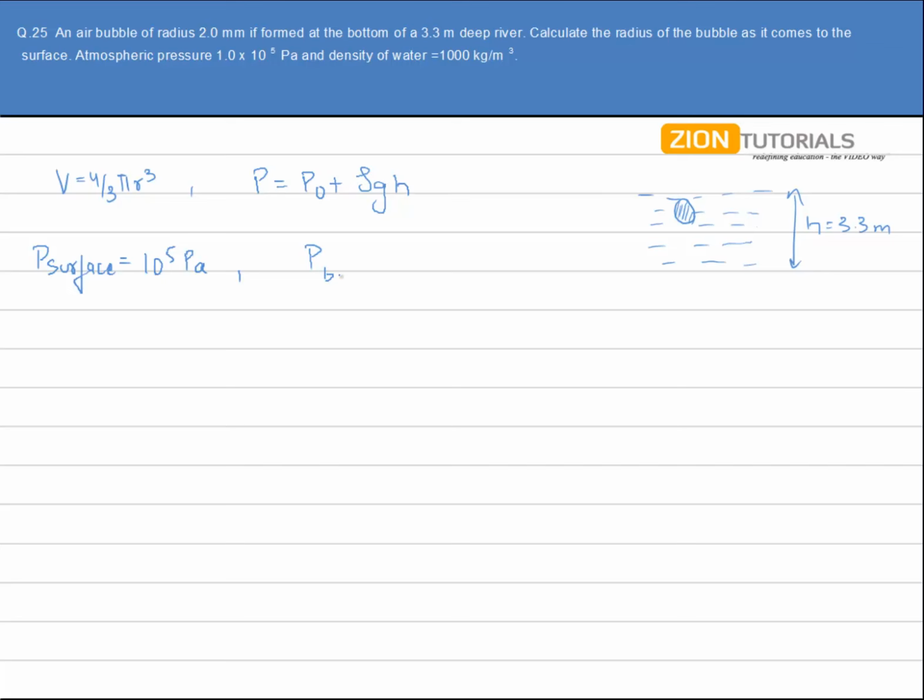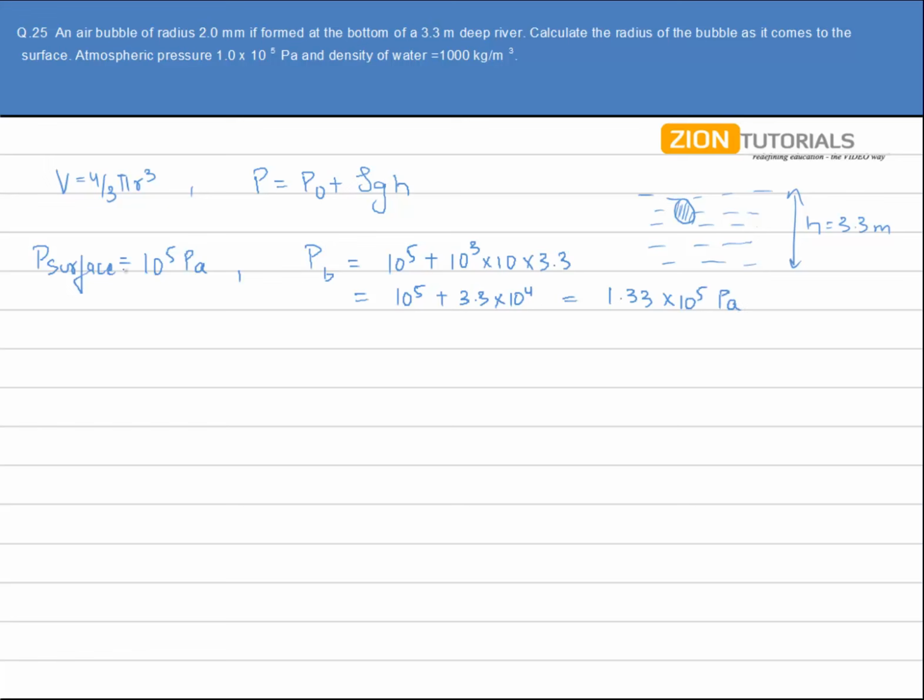But the pressure at the bottom, B, would be equal to what? Pressure at the surface, which is 10 raised to power 5, plus rho gh. Now, rho, the density of water, is given as 1000, which is 10 raised to power 3. What is g? Let us assume it to be 10. And h is 3.3, right? So we will get 10 raised to power 5 plus 3.3 into 10 raised to power 4. So I can write this as 1.33 into 10 raised to power 5 pascals, right?